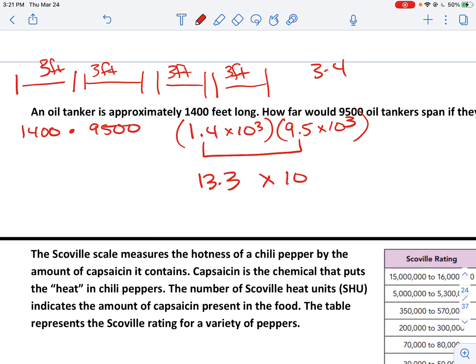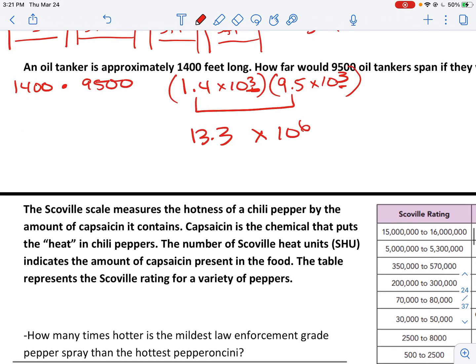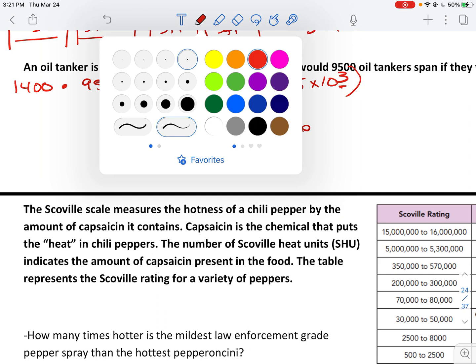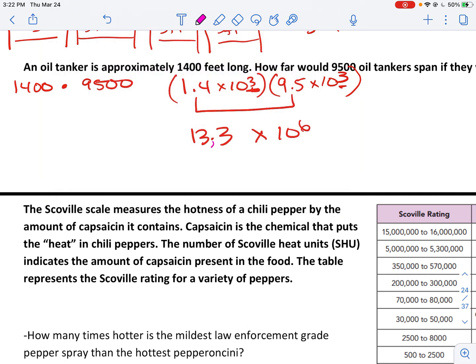If I add the exponents of 3 plus 3, I would get 6. But that's not in scientific notation. I need to move that over one time, and because 13 is bigger than 10, that means I would add, and I moved it one time, so add 1. So 1.33 times 10 to the 7th.